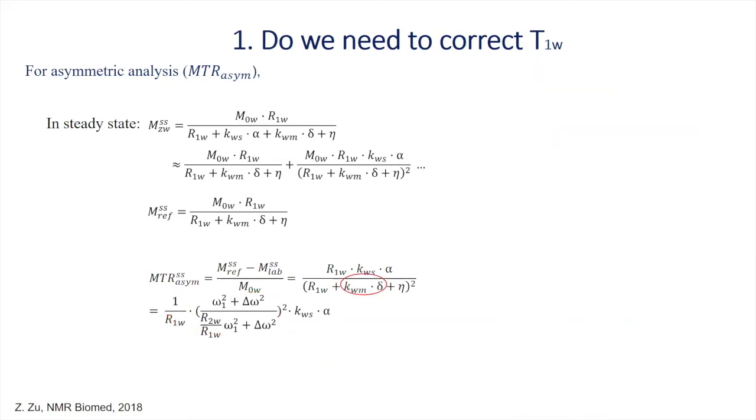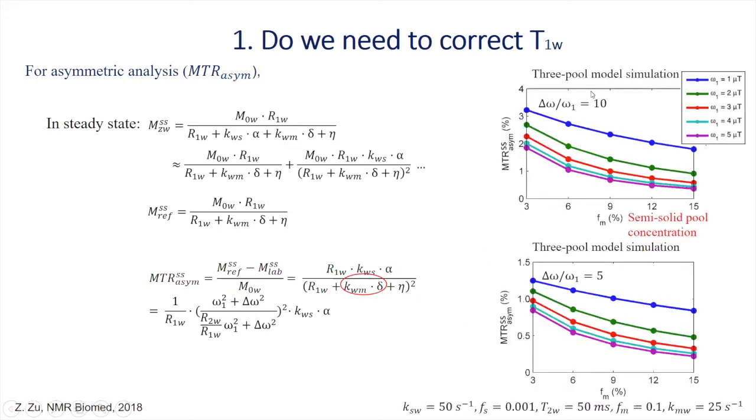Okay, besides T1, there's also the MT effect. So we also perform a 3-pool model simulation to study the influence from MT. Here the 3-pool model contains water, solute, and the semi-solid pool. And we have the 3-pool model simulated MTR asym as a function of FM. Here FM is the semi-solid pool concentration. So also the upper figure shows the weak saturation effect, and the lower figure mimics the strong saturation effect. We can find that in both of these situations, the MTR asym has a strong dependence on the MT effect.